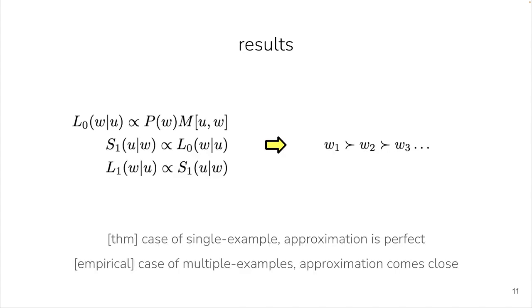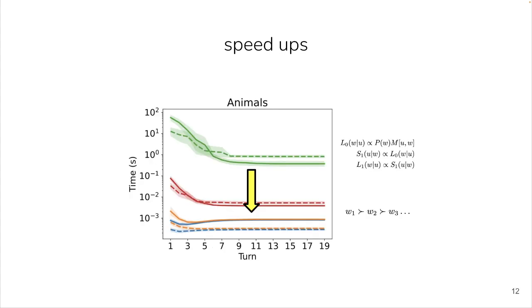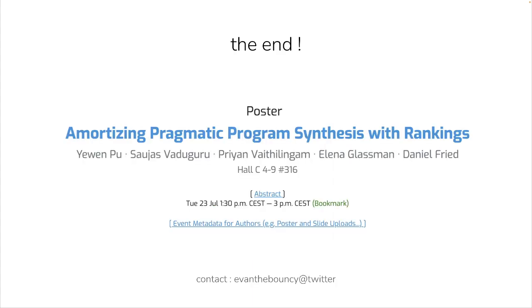Here are the results. We have proven that in the case of using a single example, this approximation is in fact perfect. And we have empirical results that state that in the case of using multiple examples, this approximation comes very close in practice. As a consequence, we are able to reduce a cubic time algorithm into a linear time one, and on the actual program synthesis domain considered in prior work, we receive orders of magnitude of speedup. So now, of course, I left out a lot of details.